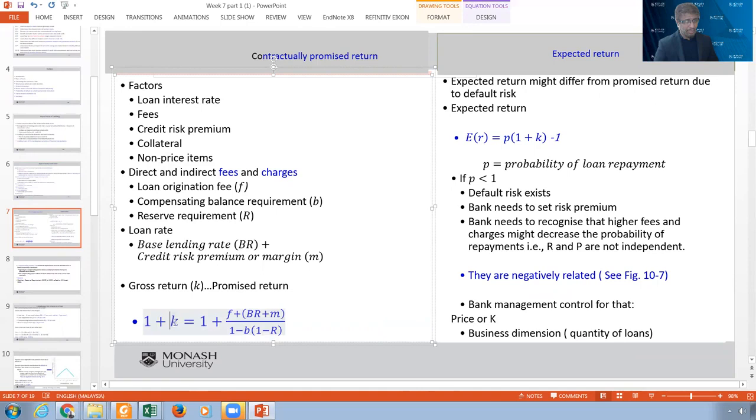So this 1 and K is actually the principal plus the interest. Now, what is the principal? This formula is the breakdown of the contractual promise loan. This is the $1, as I told you, the loan. This is what you have to pay. And the breakdown of the K is this formula.